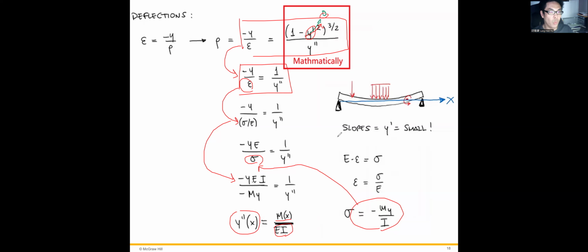And here, the y prime is the slope. As I mentioned, it is small, right? Slope. So what does slope mean? Or what's the definition of slope for a beam subjected to bending? What's the slope?